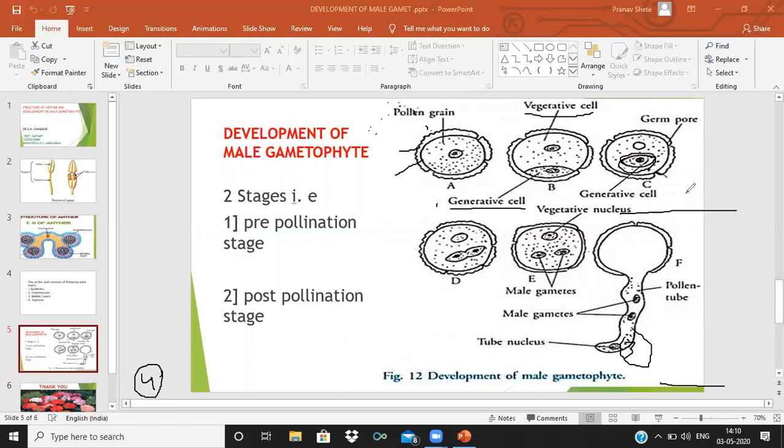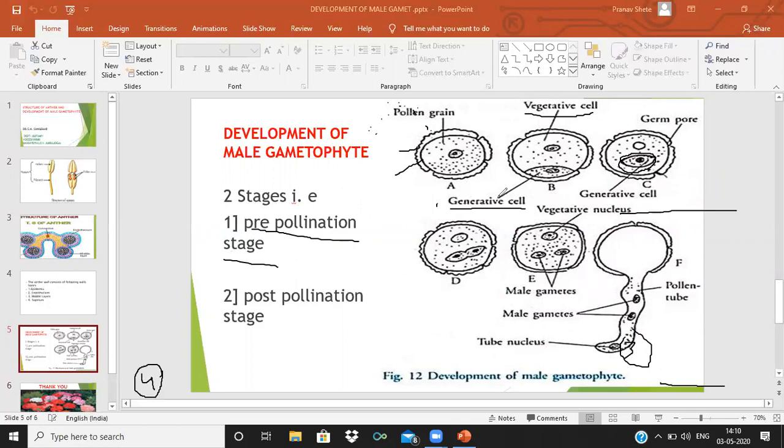All these processes are included in the first stage. The name of this stage is the pre-pollination stage. This pre-pollination stage is present within the structure of the anther.